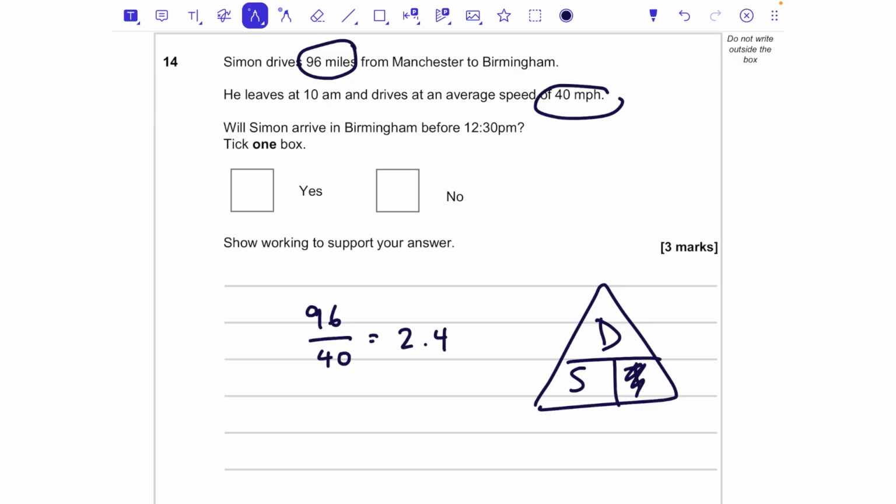Now, be careful here. This is 2 hours and 0.4 of an hour. So if I do 0.4 times 60, that's going to tell me how many minutes that is, which is 24 minutes, because I want that proportion of 60 minutes. It's not 40 minutes because your calculator doesn't know you're working in time, that it's out of 60. So we just need to do 0.4 times 60 to find out how many minutes that is. So he's going to get there 2 hours and 24 minutes after he left.